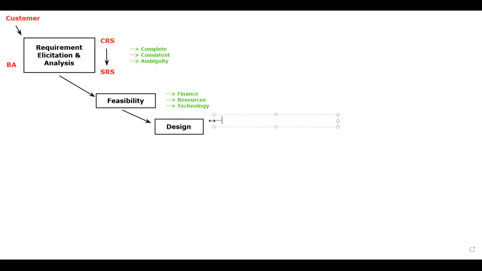Don't you think there are two types of design? The first one is high level design. The second one is low level design. Now tell me, high level design will generally be done by whom? The architect. Next, low level design will generally be done by whom? Very good. Senior developer.